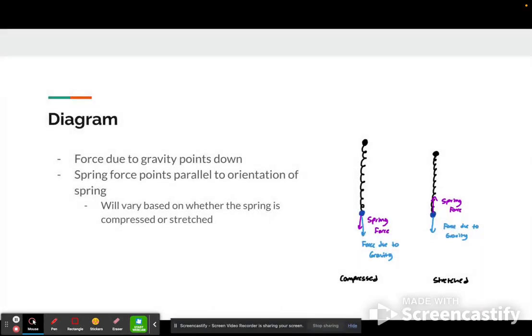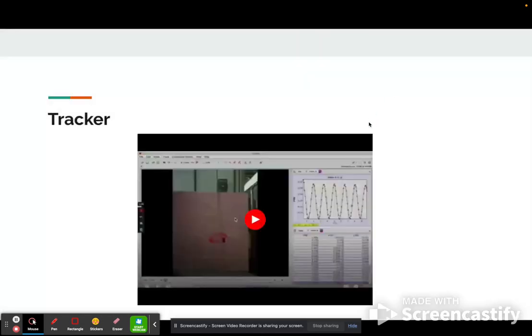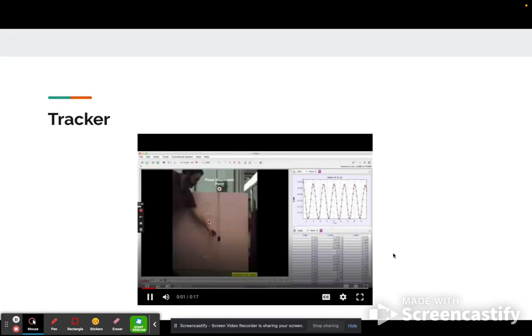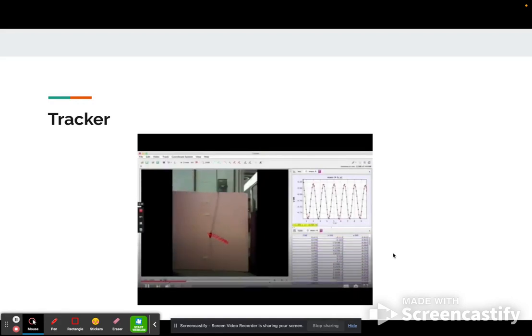So here's a diagram of basically what's going on. The force due to gravity points down, and the spring force points parallel to the orientation of the spring based off of whether the spring is compressed or stretched. So here's my tracker video and how I kind of recorded the oscillations.